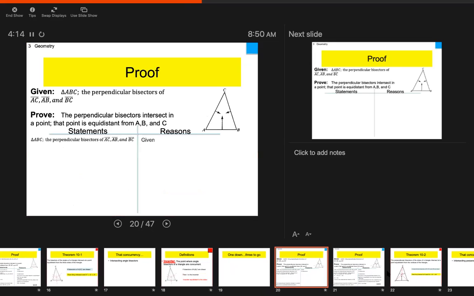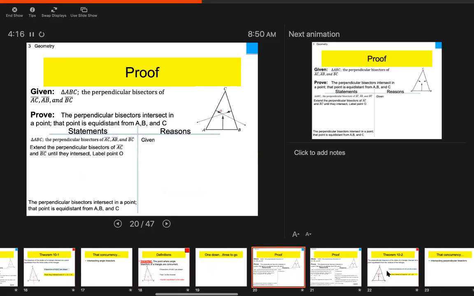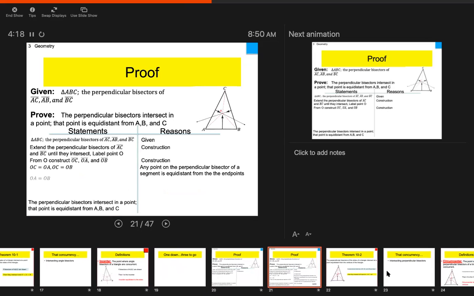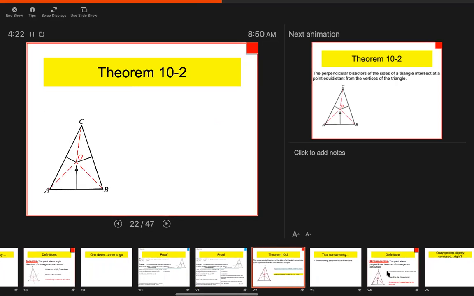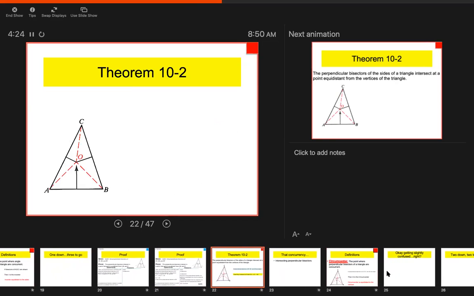The second one, skip the proof because we already did it. The second one talks about another point of concurrency with triangles. It's not made with angle bisectors. It's made with perpendicular bisectors. So they left off the little angle right here, the right angle, and that it was a bisector.